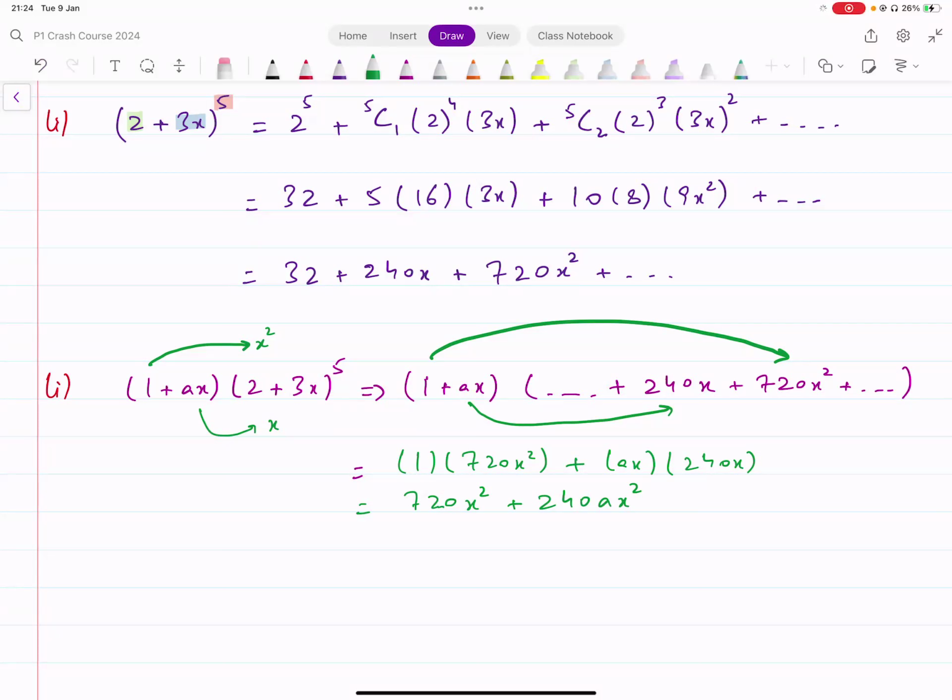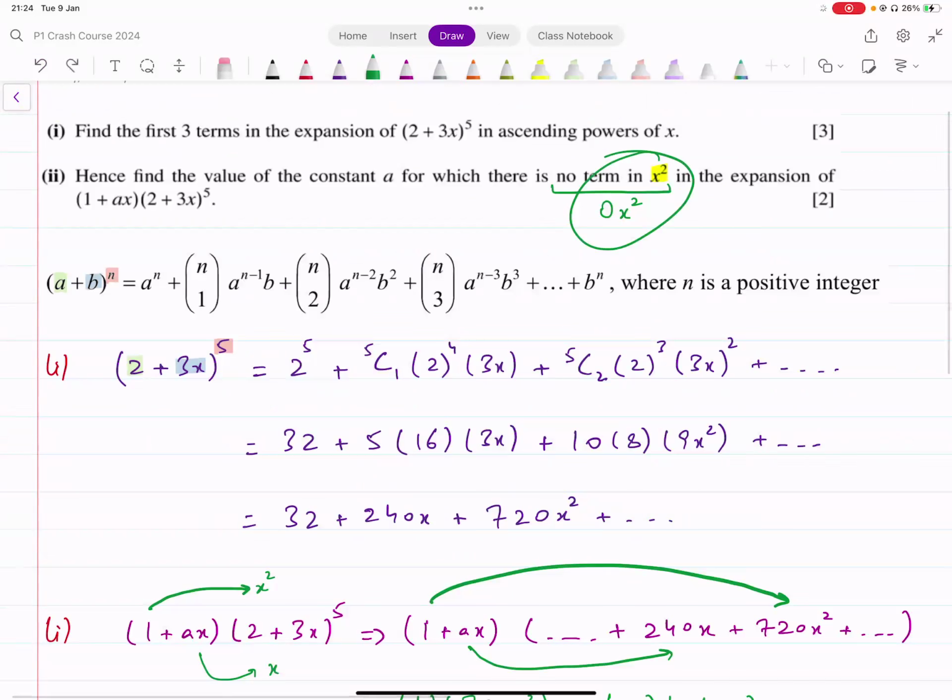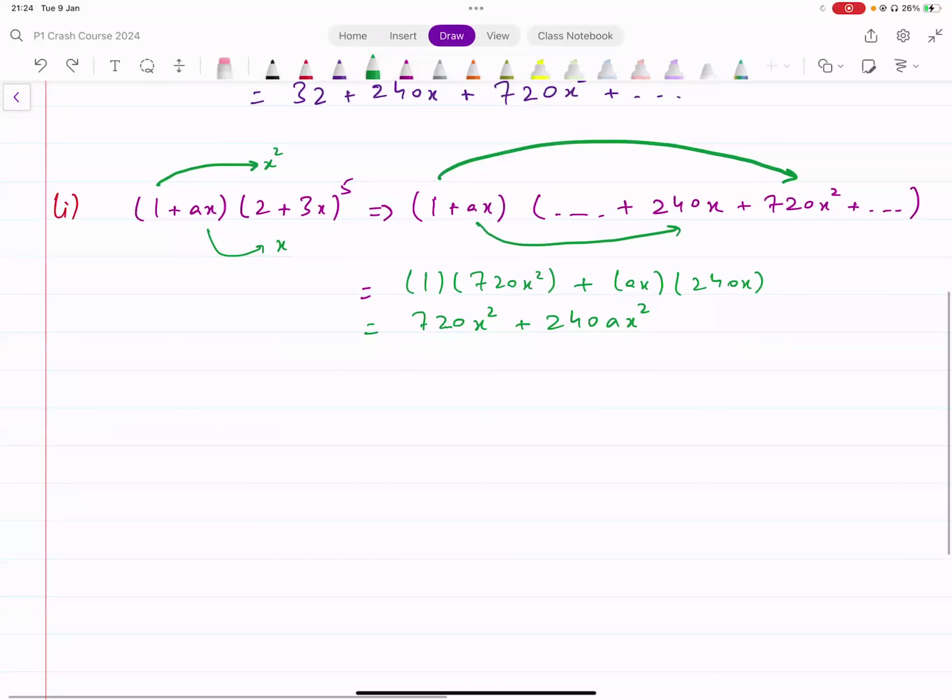Now remember what we want at the end. We want the coefficient of x squared to be 0. So we want 0x squared. That is what we want. Okay. So we need to put the coefficient of x squared equal to 0. What's the coefficient of x squared in this case? If we take x squared common and find the coefficient of x squared, that is 720 plus 240 times a. So we just need to put this thing equal to 0.